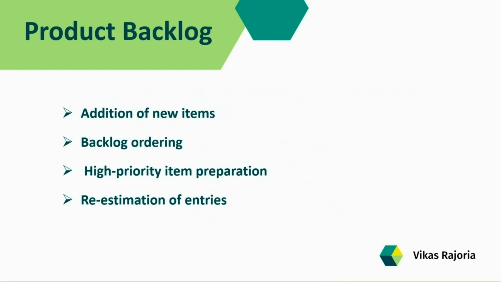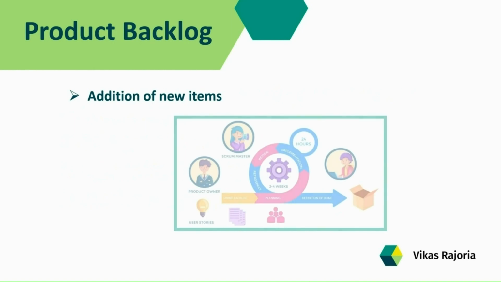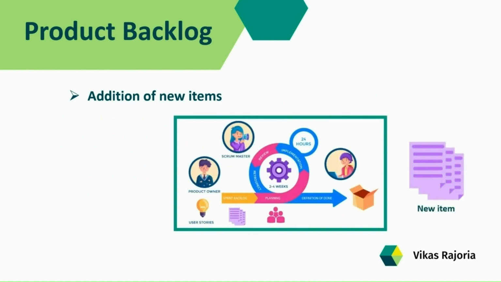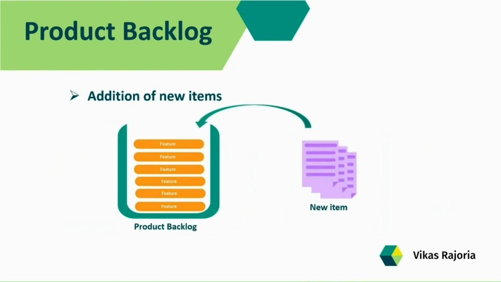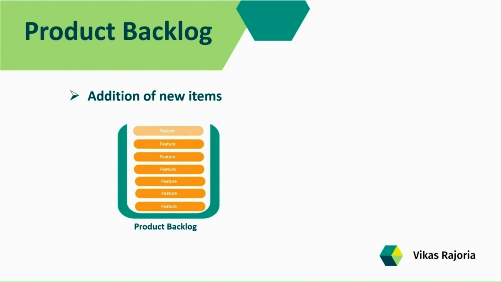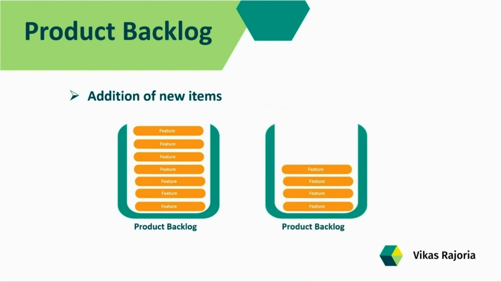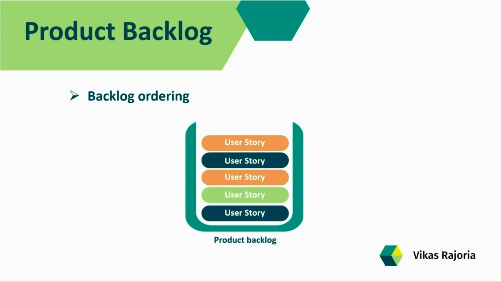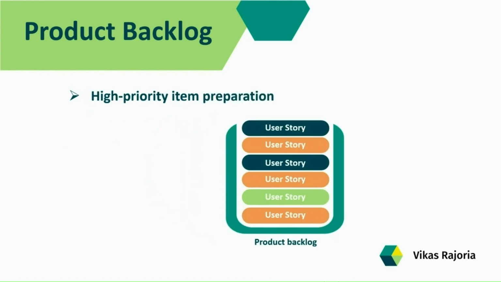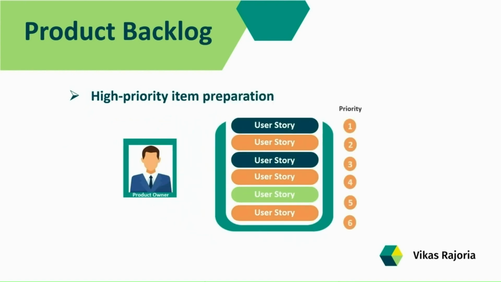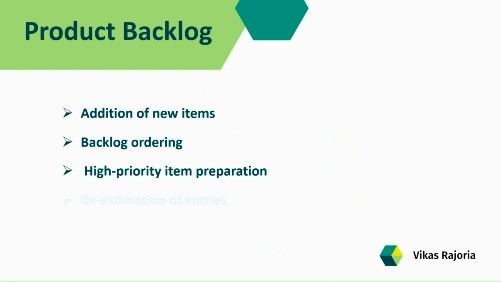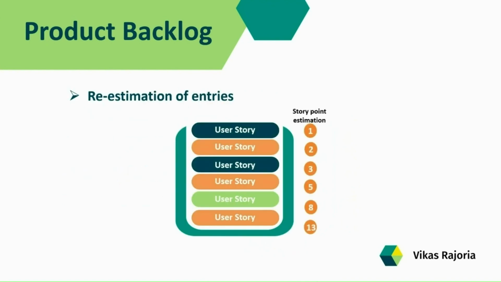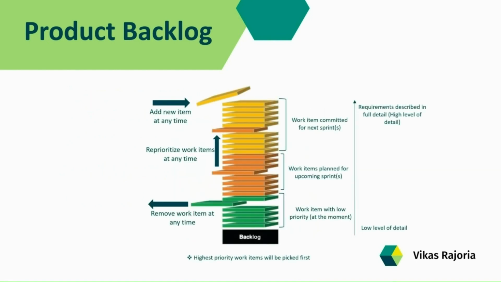Now let's understand each of these. Addition of new items. While working on any sprint, whenever new items are discovered, they should be described and added to the list. At the same time, existing items should be updated or changed if required. Next is ordering of the backlog. Once the new item is added to the product backlog list, the most important backlog item should be moved to the top of the list. Based on the new order, the product owner should prepare the high priority items for the next sprint planning meeting. And then finally, re-estimate the entries in the backlog list. This is how the product backlog items are managed.